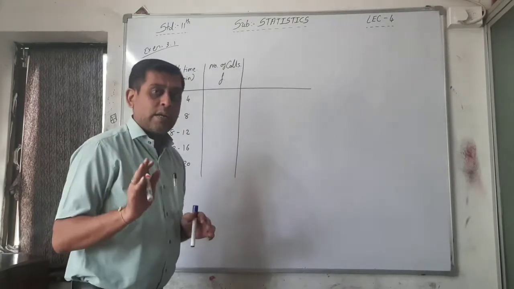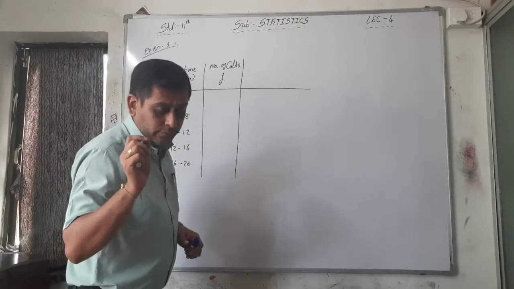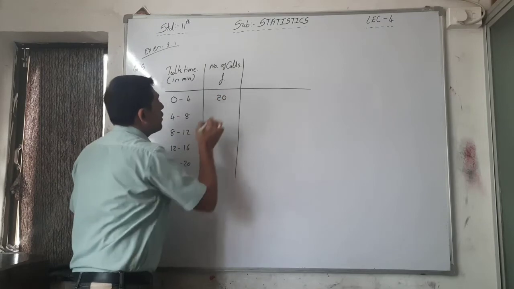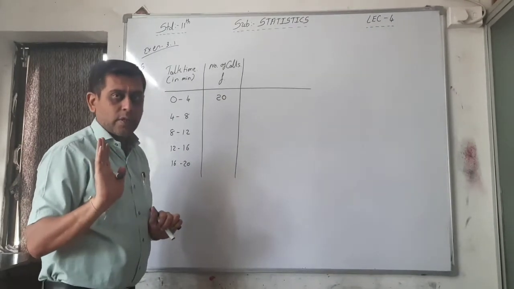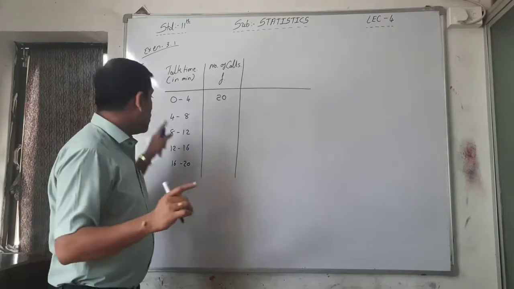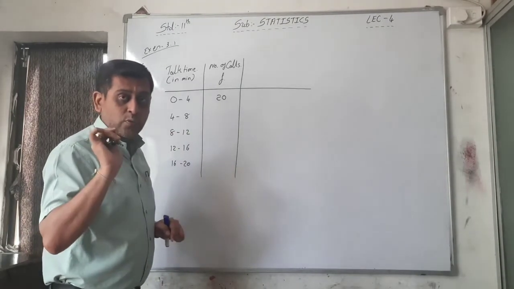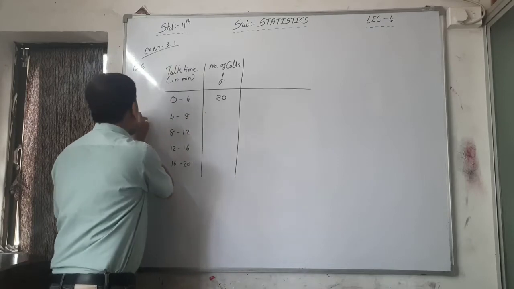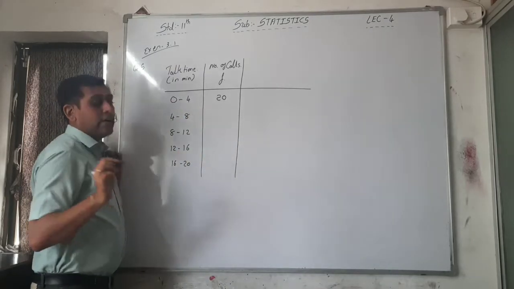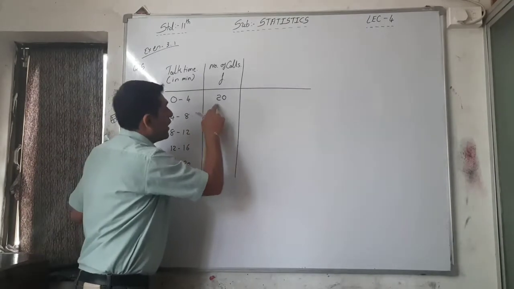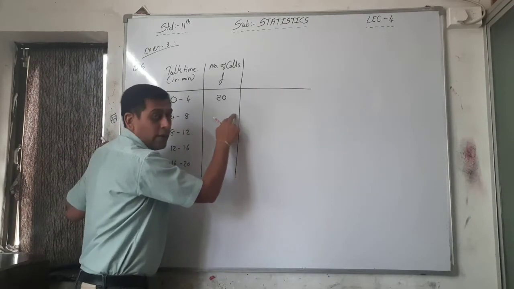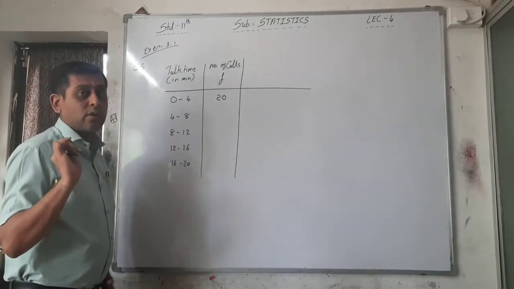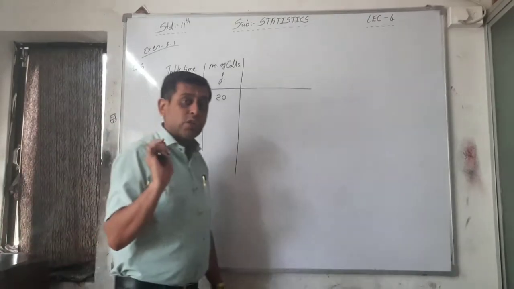For less than 4, the frequency is 20. So for 0 to 4, the number of calls is 20. Now for the next one, 4 to 8, what is the procedure? The next frequency is 42, so it is 42 minus 20, that is 22. I told you that you don't have to write this explanation in your fair book, because it is just for your information.